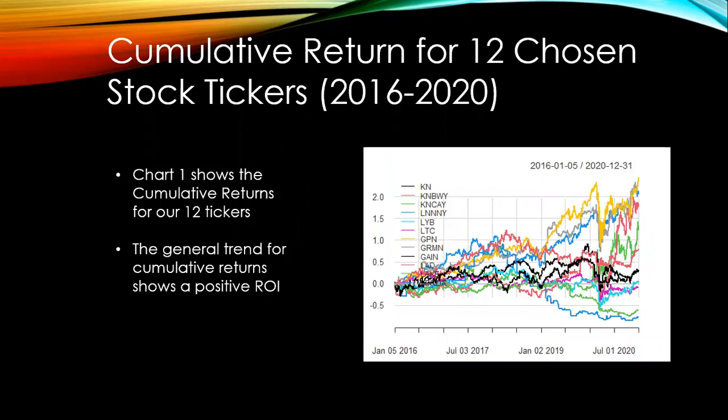So the first part of our analysis is to calculate the cumulative return for 12 chosen stock tickers. Chart 1 shows the 12 stock tickers from 2016 to 2020. And it also shows the general trend for cumulative returns as it shows a positive ROI. We also note that the high is of nearly 2 cumulative returns with a low of negative 0.5 cumulative returns in the year of 2020.